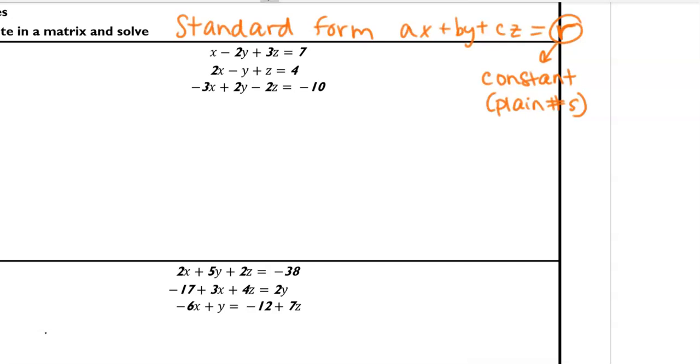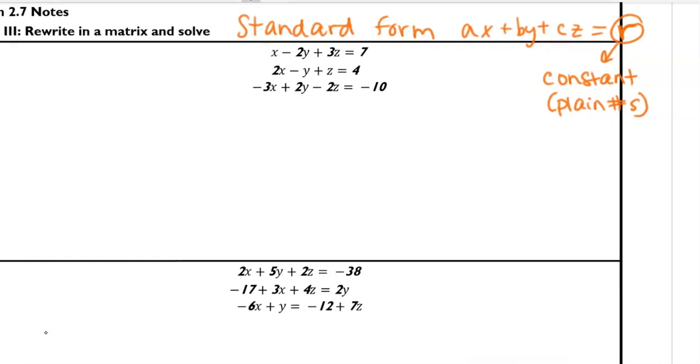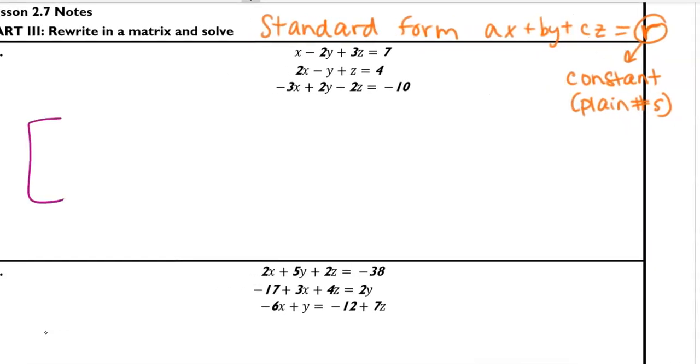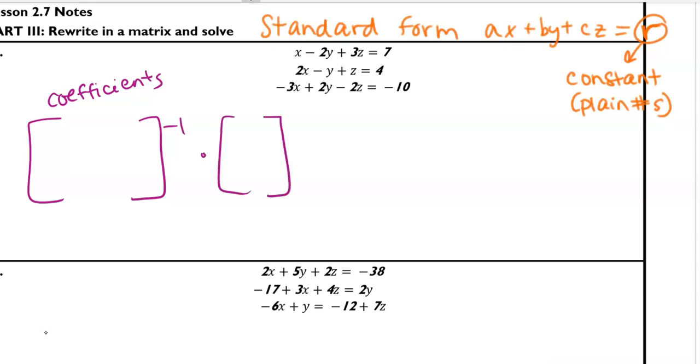So let's check. Is this in standard form? We have x, y, z, constant. x, y, z, constant. x, y, z, constant. Yep, those are perfectly in standard form. So I can go ahead and start fixing up our matrix. Our first matrix always starts with the coefficients. And our second matrix is always the constants.